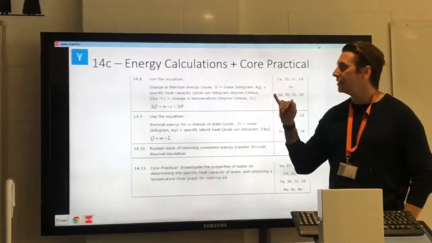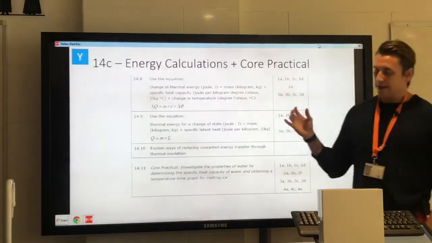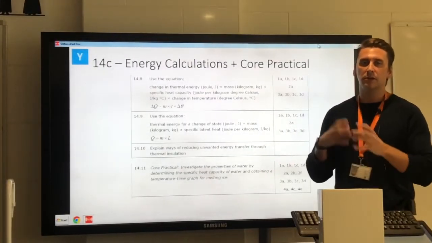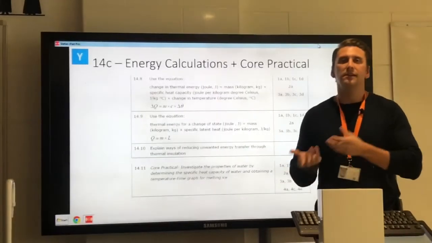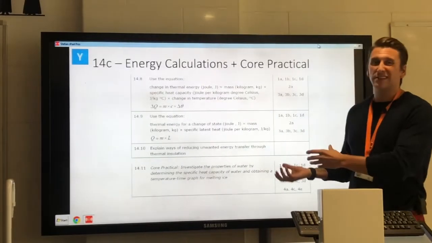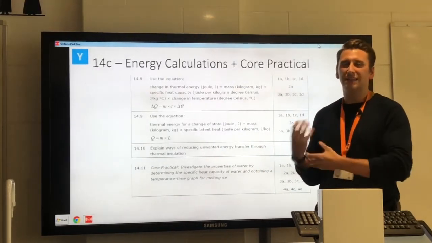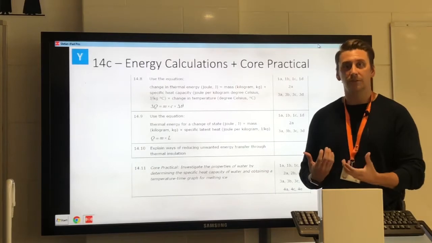So 14c energy calculations is basically an extension of what we did in 14b. We looked at the definitions of specific heat capacity and specific latent heat. All we need to do now really is assign an equation for those two definitions and see how we can use those in calculations in exam questions, for example.